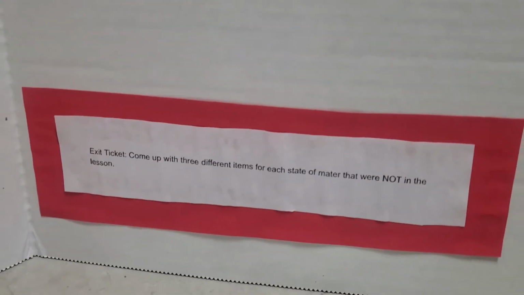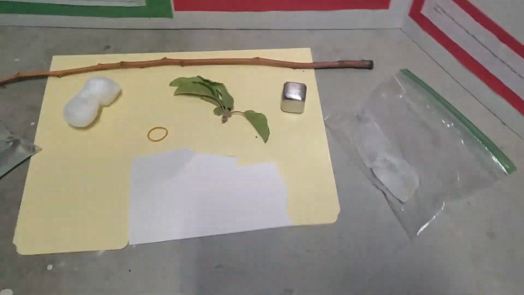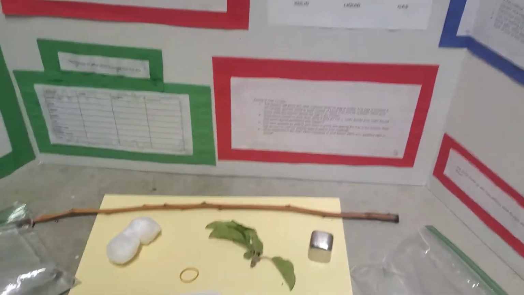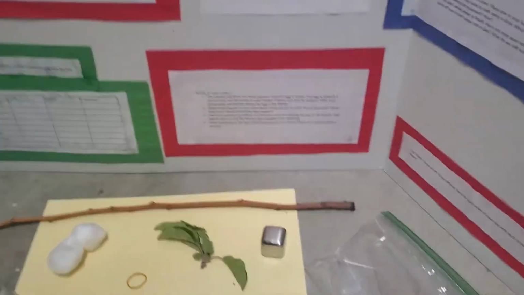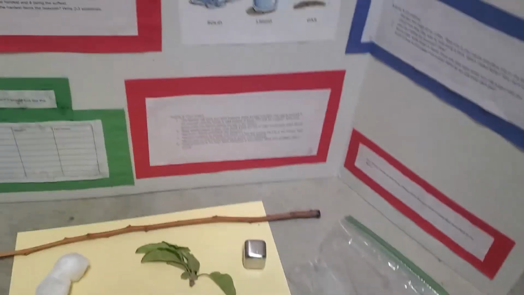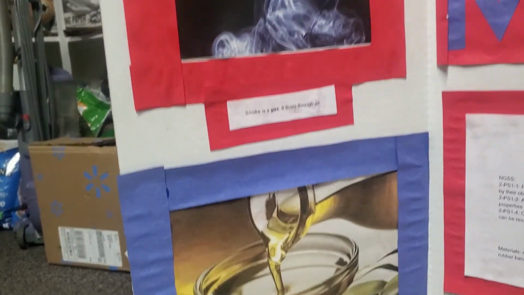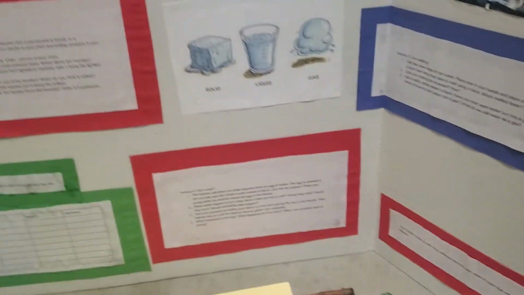The exit ticket itself is coming up with 3 different items for each state of matter. Just a simple listing of things that were not in the lesson very specifically. So no water, no ice, no metal, having to think outside the box a little bit. And just to see the rest of this, since I didn't show it super well, they are given examples of different solids, liquids, and gases, and little factoids about them.